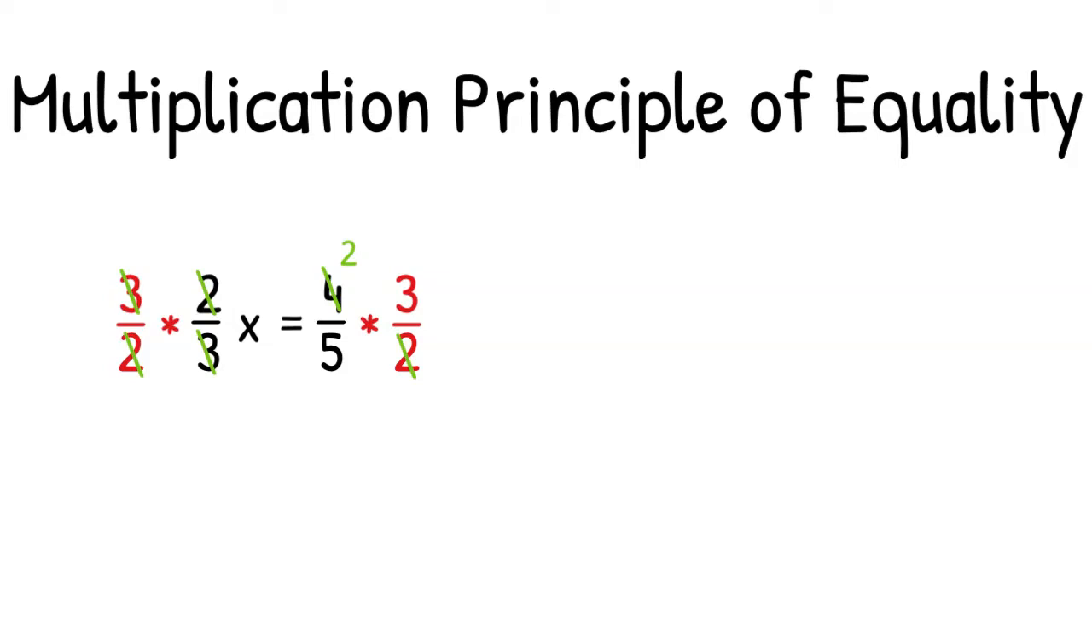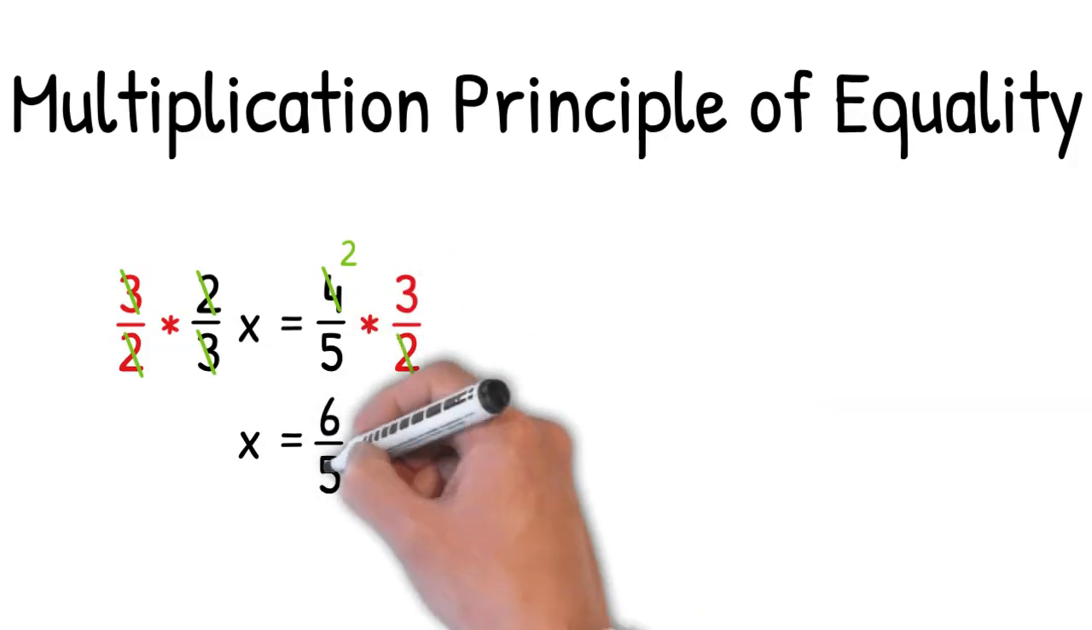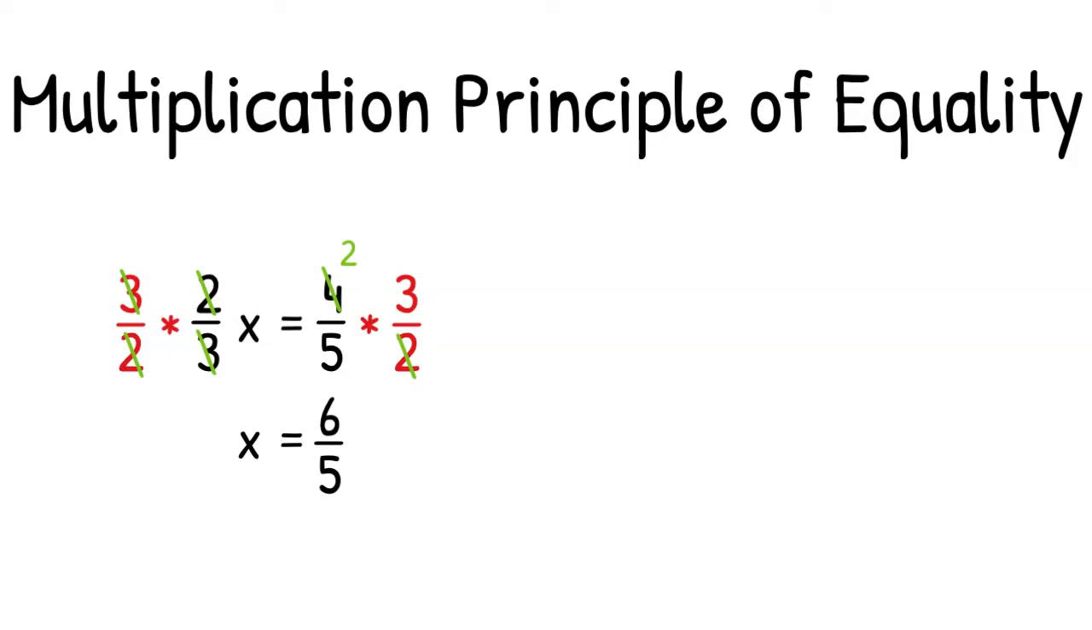Now let's simplify the equation. On the left, we factored out all of the numbers, only x is left. On the right side, we have in the numerator 2 times 3, which is 6, and the denominator is 5 times 1, or just 5. The solution to this equation should be x is equal to 6/5.